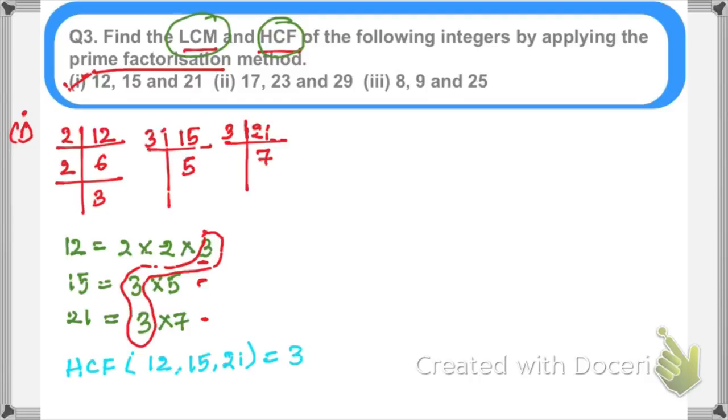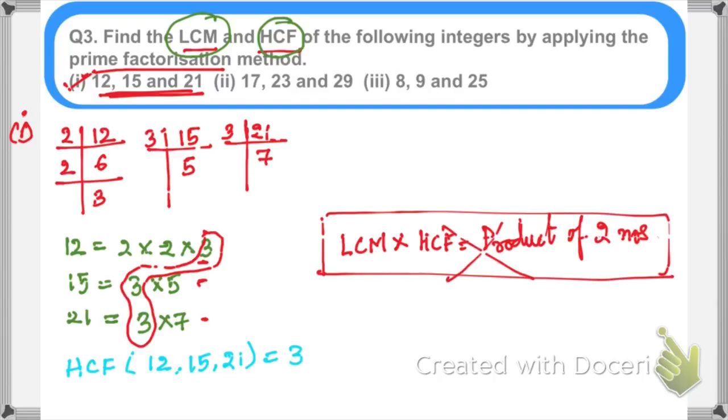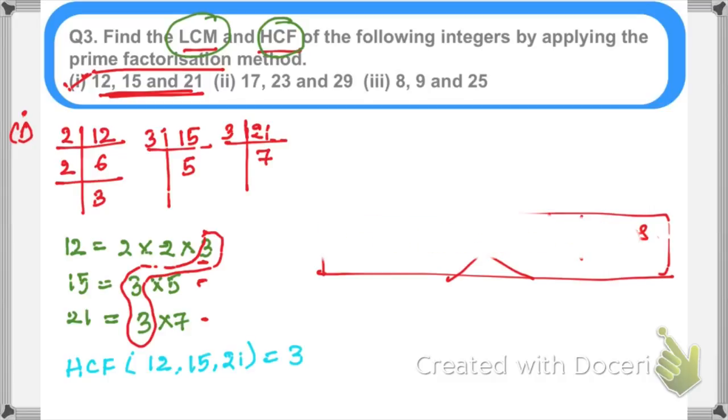Now we know that LCM into HCF is equal to the product of two numbers. But in this case we have been given 3 numbers, so this rule won't be applicable in this case. So we have to move to some other formula, or some other method, to find the LCM. Finding the LCM is also very easy.